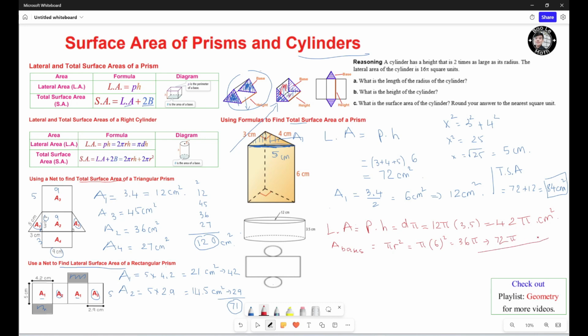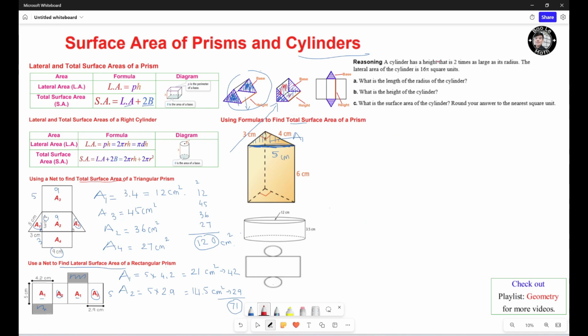Now you add these up, right? So it should be 114 pi square centimeter. And this is the answer for this question.